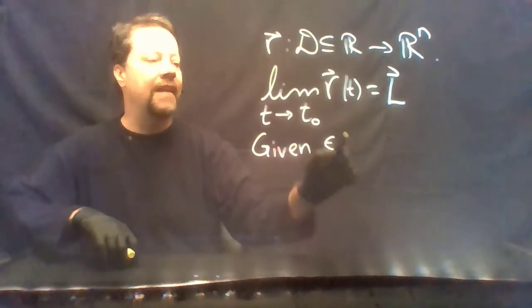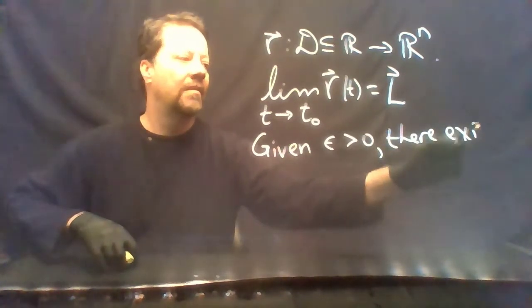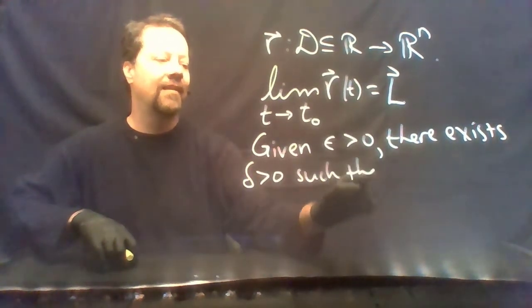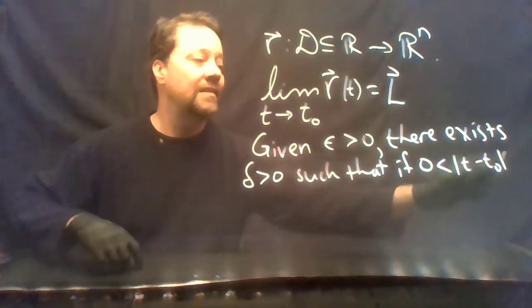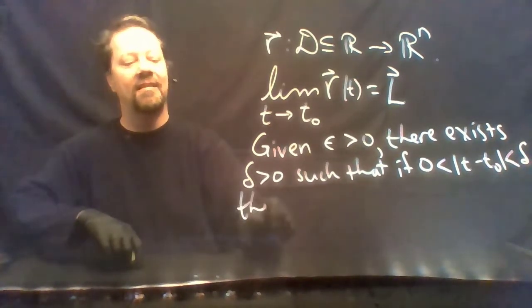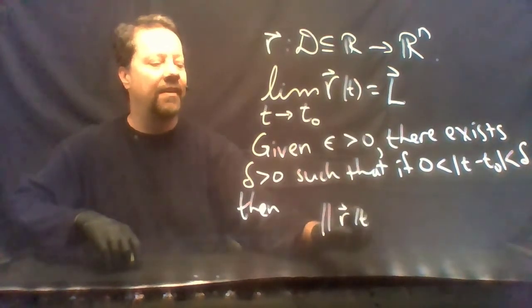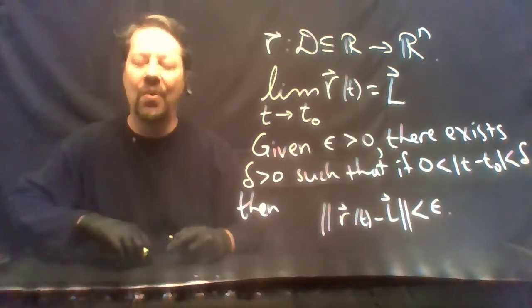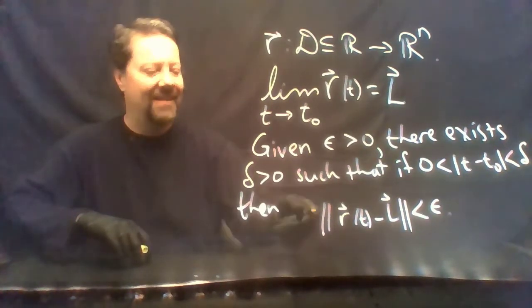So given epsilon greater than 0, there exists delta greater than 0 such that if 0 is less than the absolute value of t minus t naught is less than delta, then the norm of r of t minus L is smaller than epsilon. Yeah, you have to use the norm to calculate distances between these vectors in the range. So this is the only new thing.